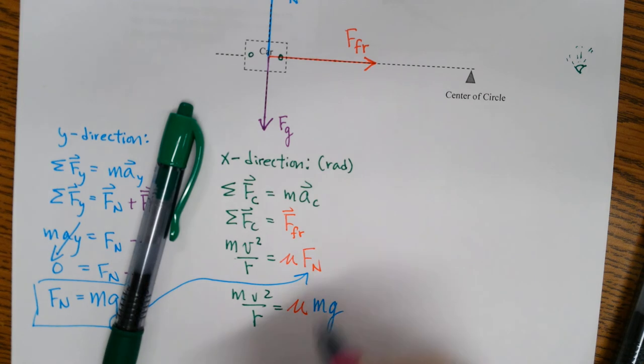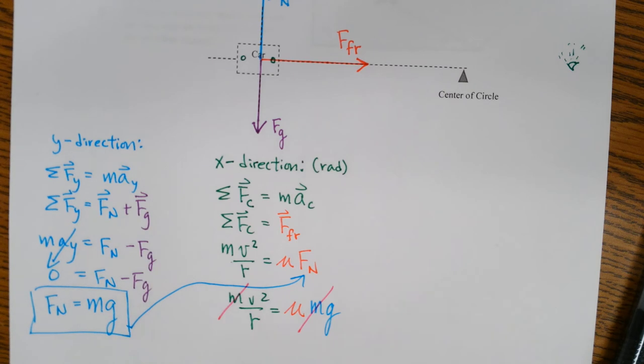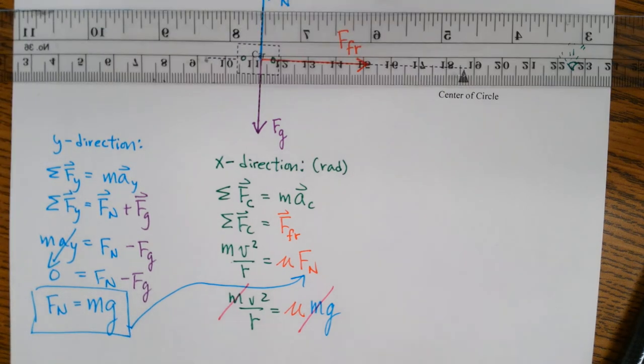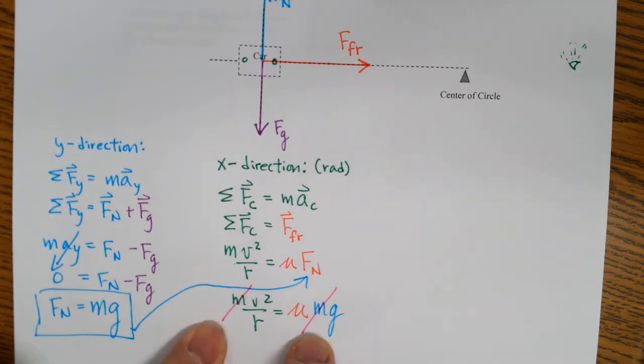Well, look at this. Masses cancel out. So it doesn't matter whether it's a semi or Mack truck or 18-wheeler or smart car, or SUV. It's mass independent, all right? So let's calculate for mu.